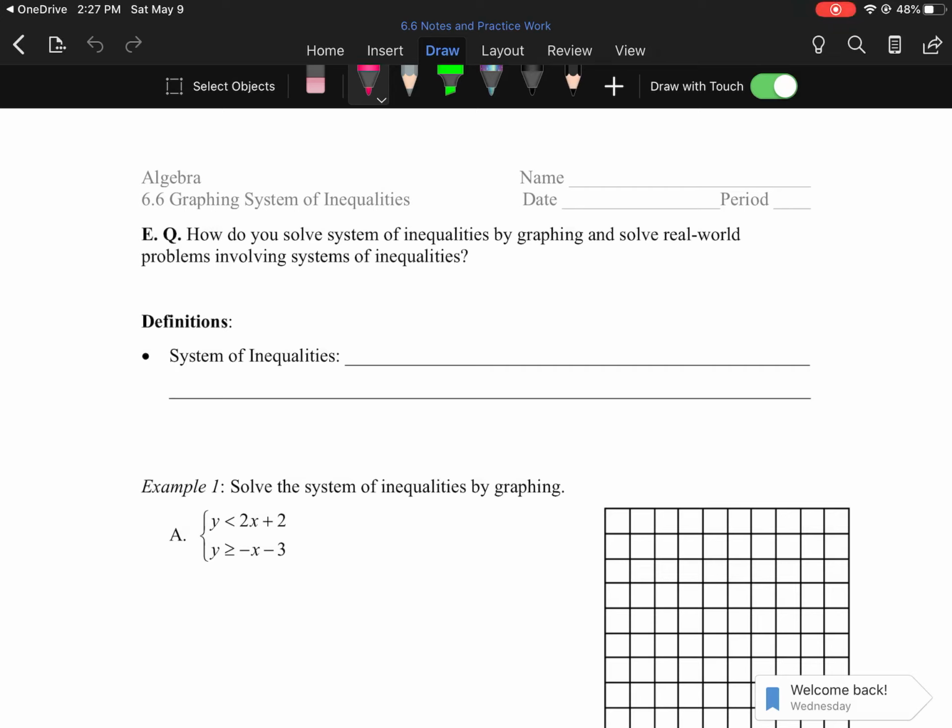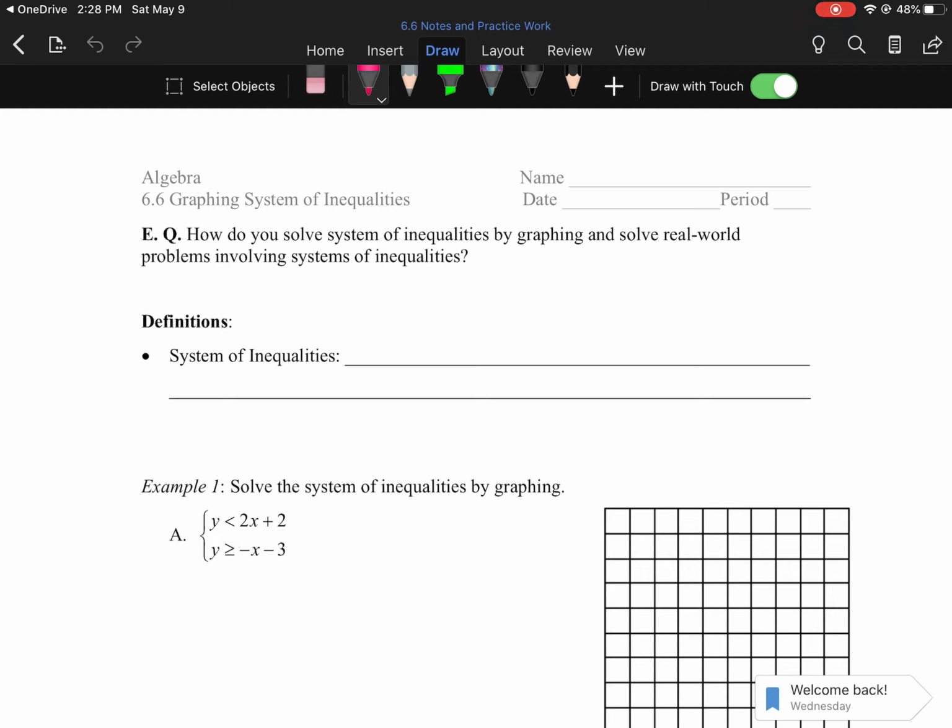Lesson 6.6 is graphing systems of inequalities. If you remember back to chapter 5, we graphed linear inequalities on a coordinate plane, but today's lesson is combining that with the systems of equations we did in the first lesson in this chapter. So it's just going to be like graphing that last inequality with two variables in the last chapter, but we're just going to graph two of them on the same coordinate plane today.